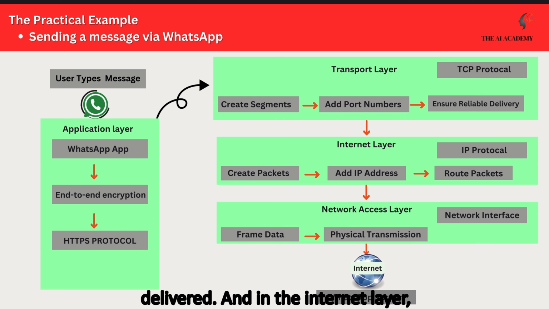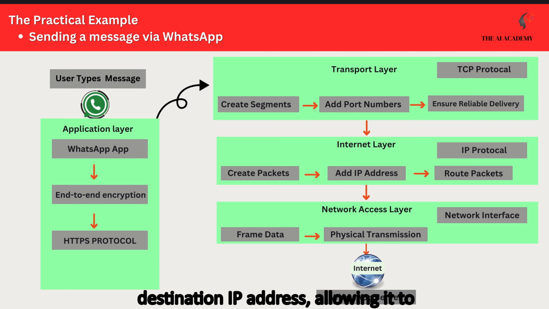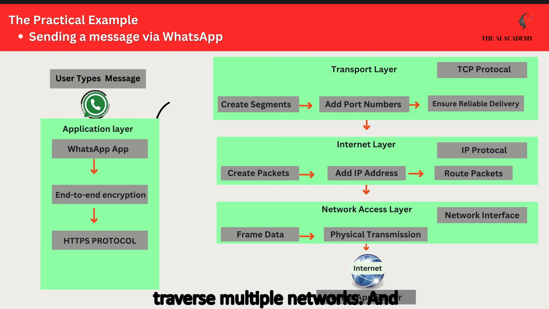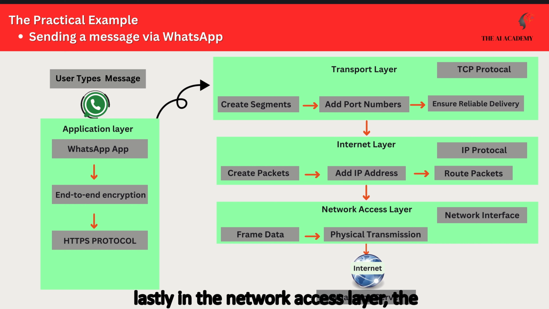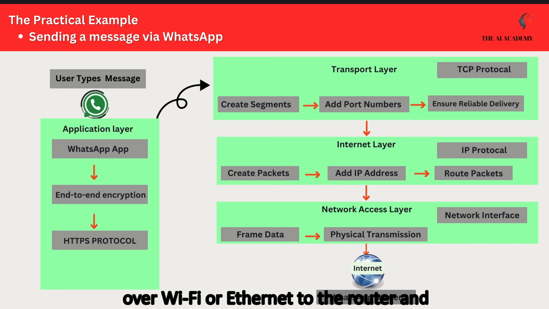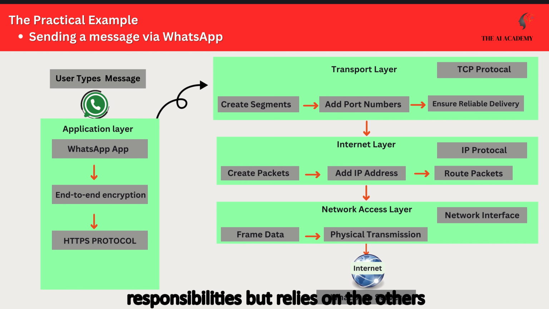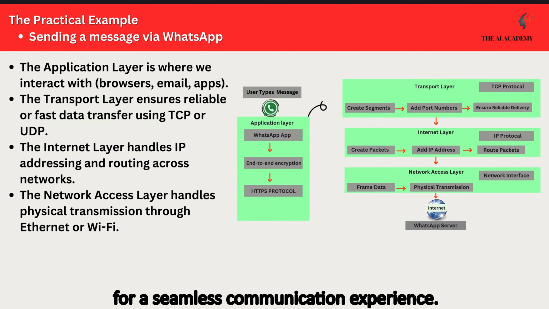And in the Internet layer, each packet is assigned a source and destination IP address, allowing it to traverse multiple networks. And lastly, in the network access layer, the packets are converted to signals and sent over Wi-Fi or Ethernet to the router and beyond. Each layer has its distinct responsibilities but relies on the others for a seamless communication experience.